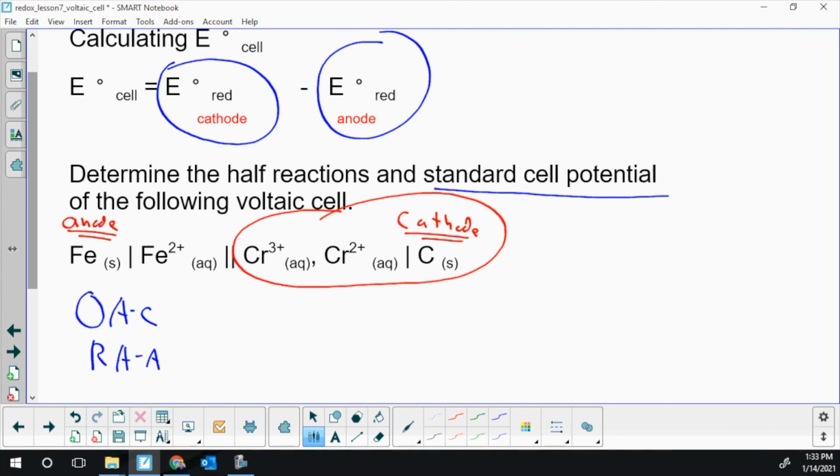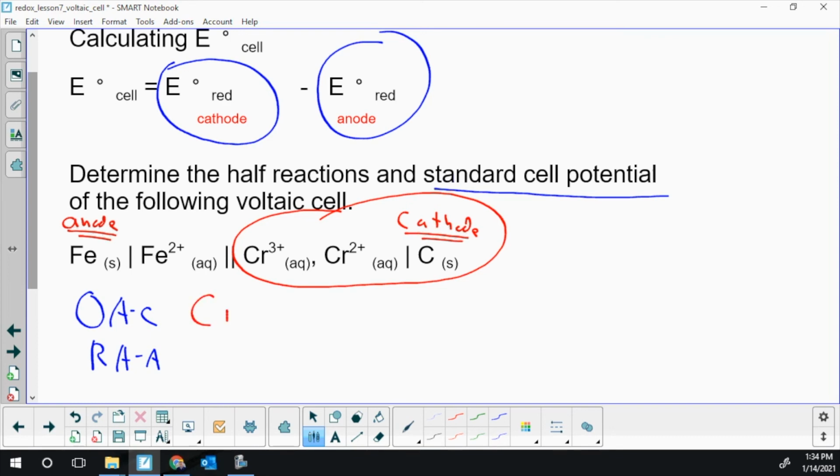I see carbon. Oh, that's an inert electrode, so I'm not looking there. I'm looking for chromium 2+, 3+ in my table, and that's going to have the strongest OA. So where do I find chromium 2+, 3+? There's chromium 2+, 3+. The one that's going to be in the first column is going to be the OA. The first column is the OA. The second column is the RA. So there it's at minus 0.4 something. And the first one is the oxidizing agent.